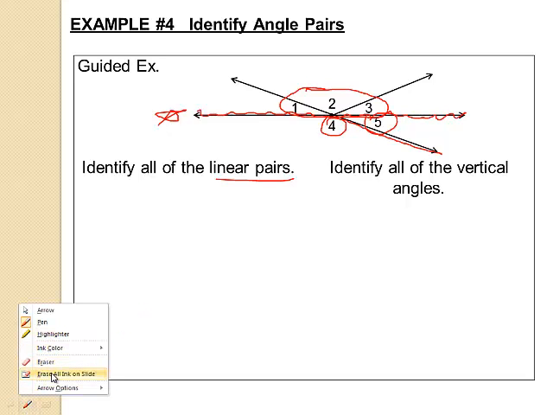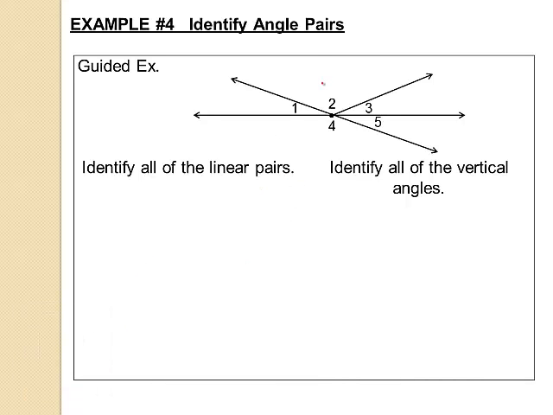Now, if I erase all this, let's say I want to find the other line. The other line in this figure is this one right here. Again, I have angles 2, 3, and 5. They all make up a line. If you add those all together, they'll be supplementary. The only other linear pair that I see is angles 1 and 4. So those are my linear pairs: angles 1 and 4, and angles 5 and 4.